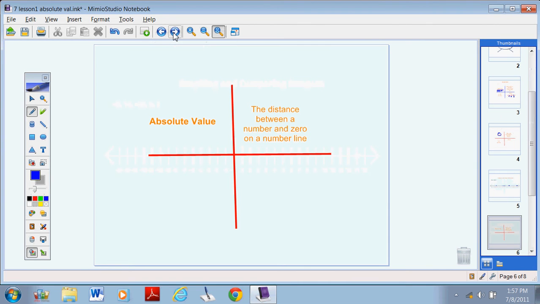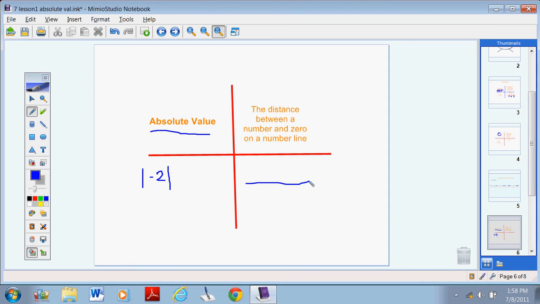Okay, next slide. Another concept we have is absolute value. Absolute value is the distance between a number and 0 on a number line. Symbolically, let's say we have the absolute value of negative 2. This is how they will write it, absolute value of negative 2. Whenever you see an integer between two bars, that means they want its absolute value.